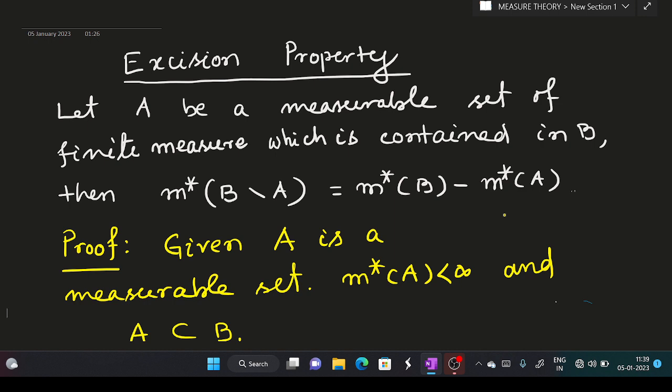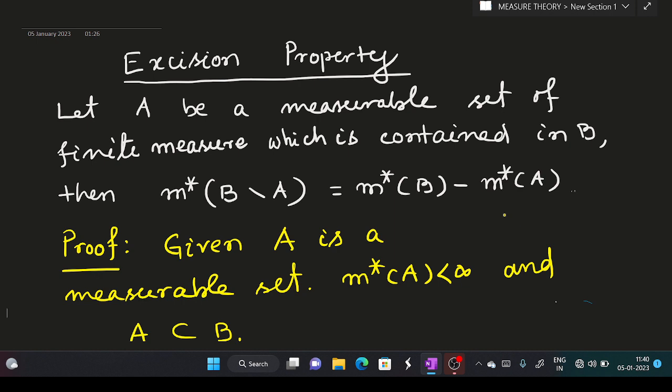In this channel, we have discussed different varieties of subjects, one of which is measure theory, and this is the third video related to measure theory. Today we will discuss some of the properties of a measurable set. One of the properties is the excision property.